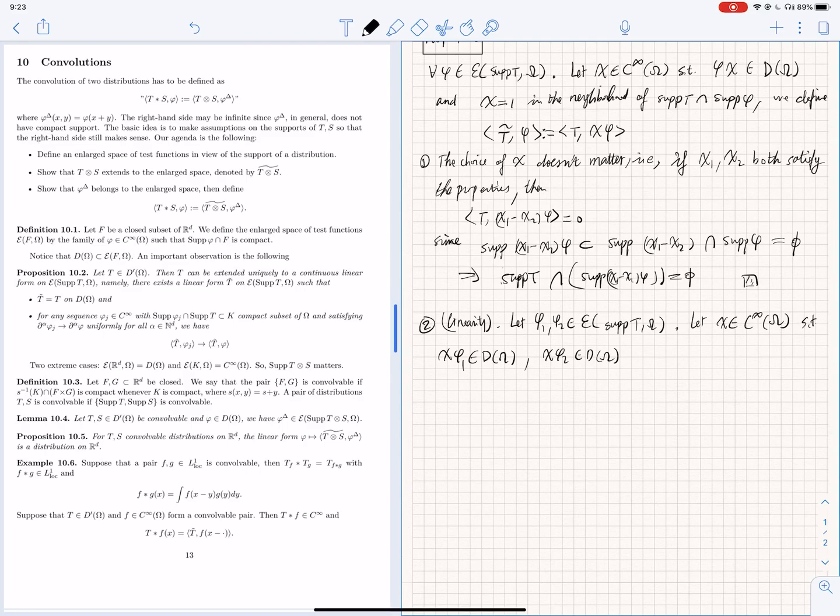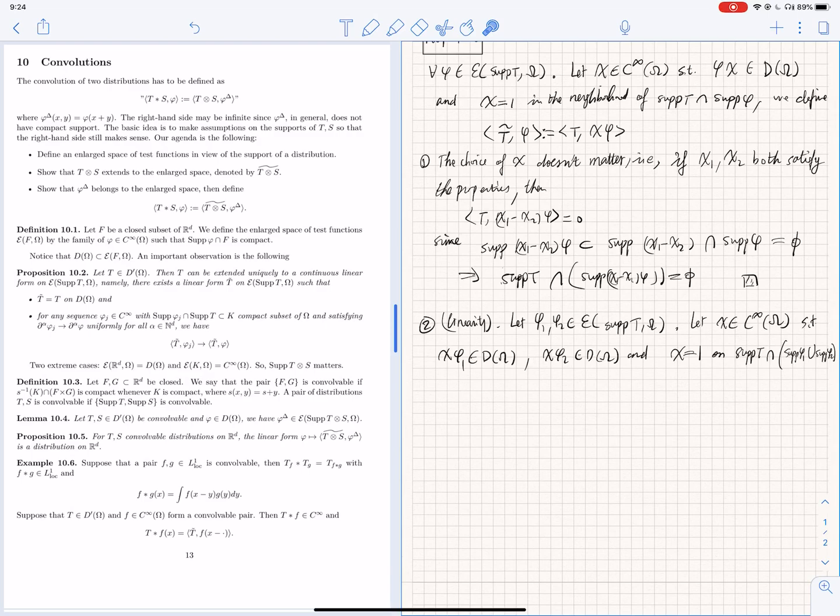We can do that. As I said, we can just take a cutoff function such that chi is equal to 1 on the support of T intersecting the support of phi 1 union the support of phi 2. We know that this is actually a union of two compact sets, because the intersection of the support of T with the support of phi 1 is a compact set by this assumption. Likewise for phi 2, so the union of two compact sets is a compact set. So this kind of function we can find, for instance, by taking the cutoff function.